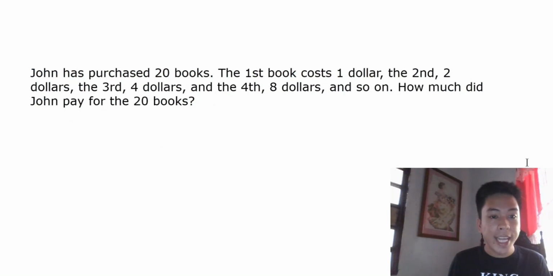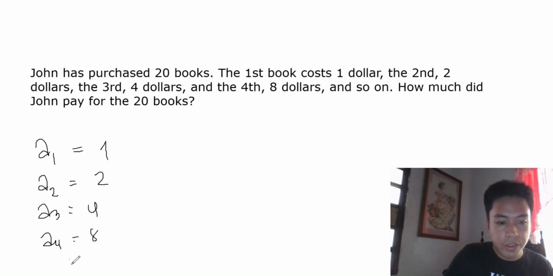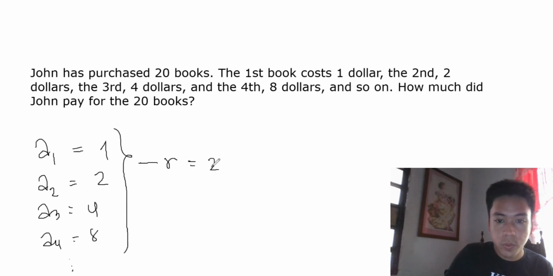Here, Jen has purchased 20 books. The first book costs $1. If you are going to write that, let's denote A1 as the first book, so that's $1. A2, the second book, is $2. A3 is $4, A4 is $8, and so on. So this actually forms a geometric sequence, and the common ratio is 2.